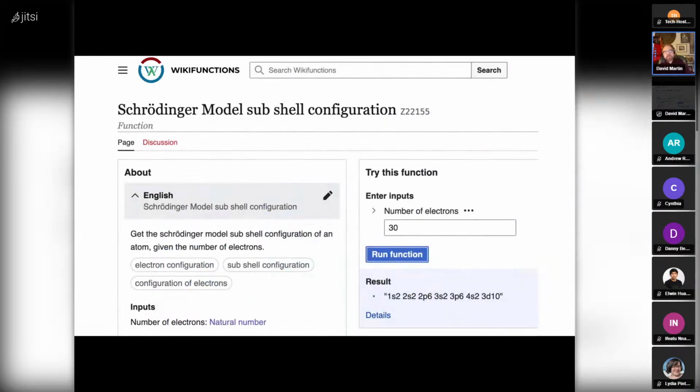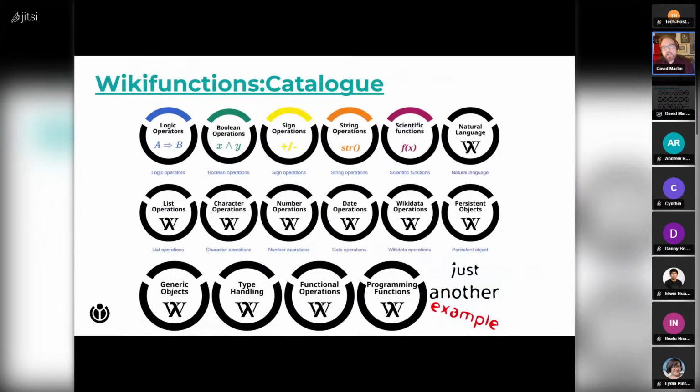And here's a highly specialized function from the chemistry domain. We have a catalog page created by community members, which shows many of the categories of functions that have been created. In our remaining time, we'll mostly be looking at Wikidata operations, functions, and natural language functions.